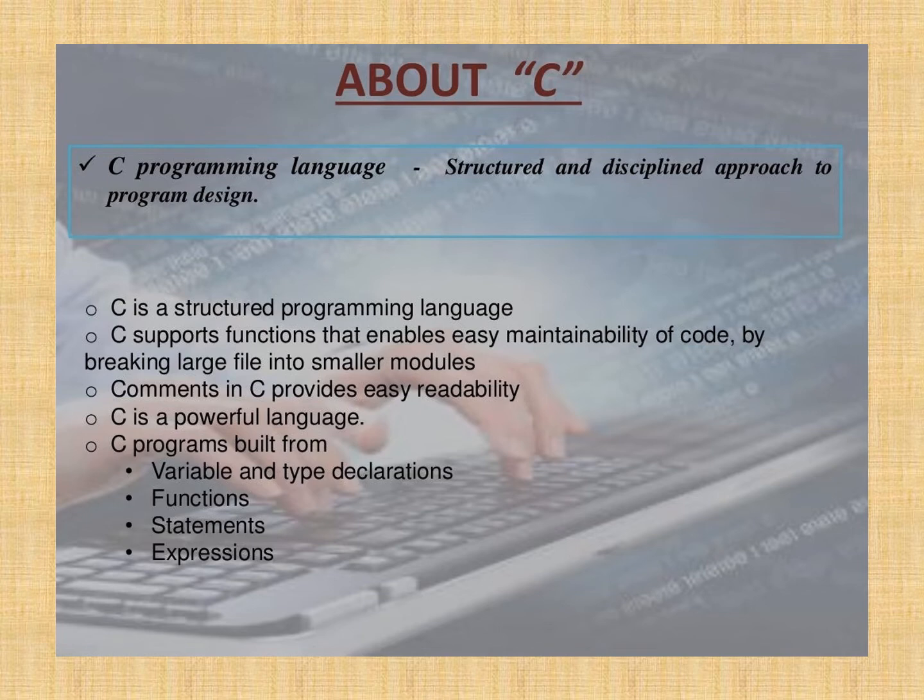About the C programming language: it takes a structured and disciplined approach to program design. C is a structured programming language. C supports functions that enable easy maintainability of code by breaking large files into smaller modules. Components in C provide easy readability. C is a powerful language. C programs are built from variable and type declarations, functions, statements, and expressions.